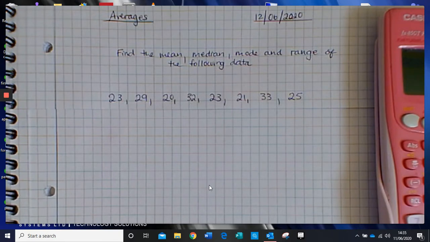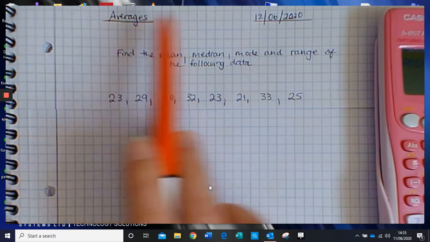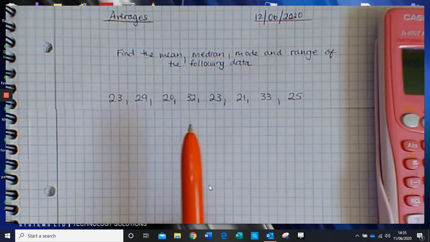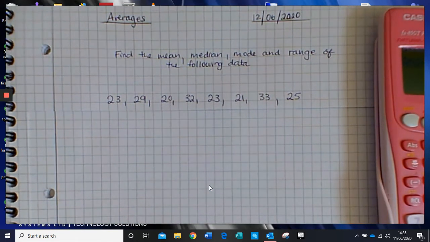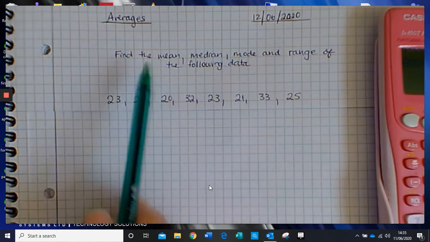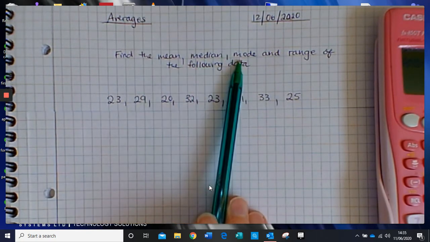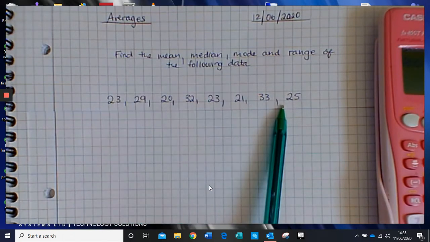So let's start. First of all, let's have a look. I've got my heading, I've got my date, I've got my margin, I've got all my equipment. So I'm in the right mindset to get going with my maths lesson. So first of all, we are going to start on working out the mean, because the question says, find the mean, median, mode, and range of the following data. And here is our list of numbers.